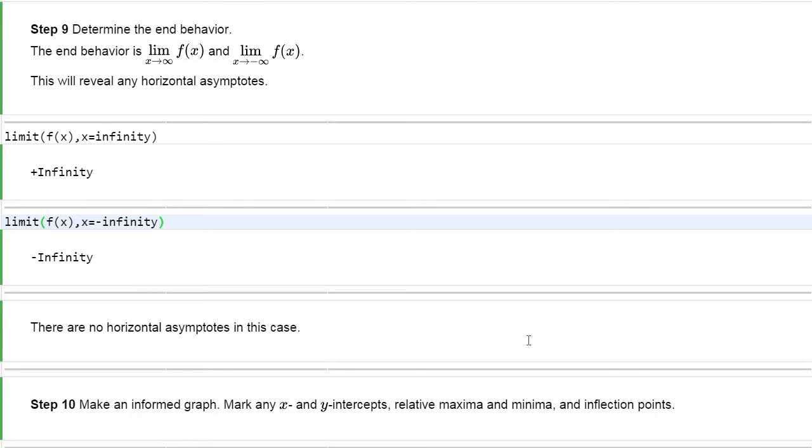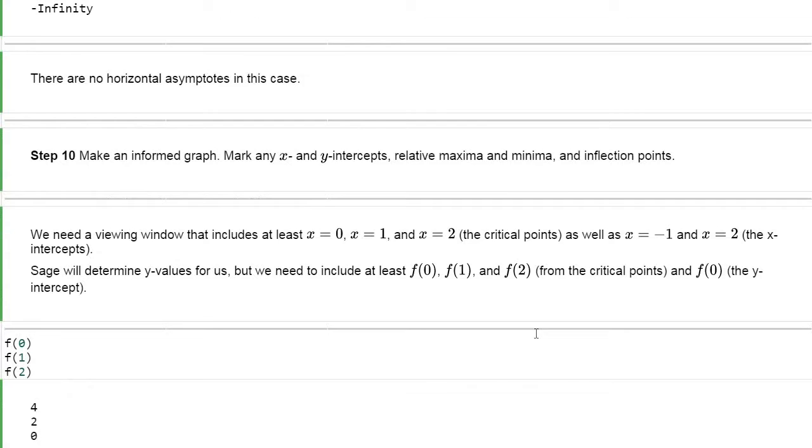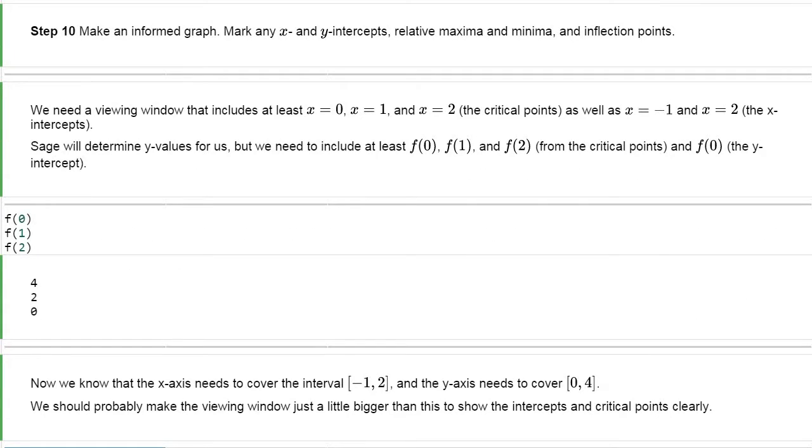Okay, now step 10, we're ready to make an informed graph. We want to have the x and y intercepts on the graph. We want to have the local min and local max. I'm not sure why I changed from local to relative here. Same thing, relative max, relative min, and inflection points. We want to have all those there. I'm going to actually mark them with a dot on our graph.